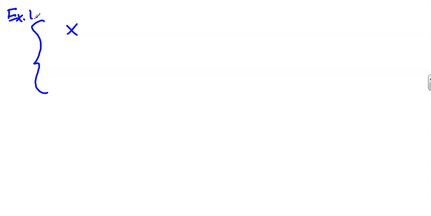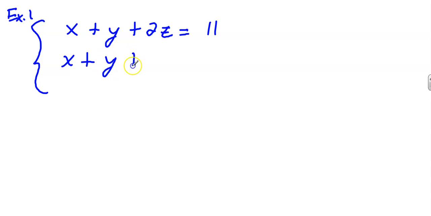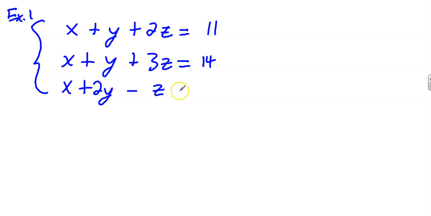So here's the first one we'll do. Let's do x plus y plus 2z equals 11. x plus y plus 3z equals 14. And x plus 2y minus z equals 5.